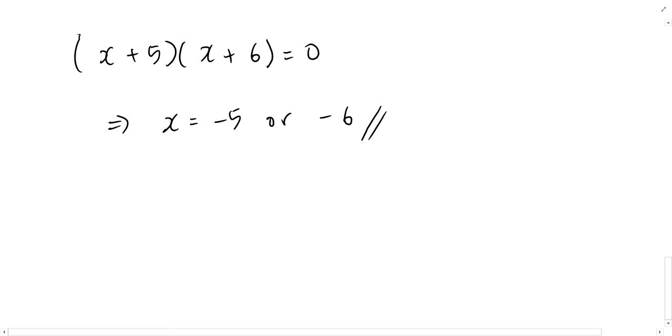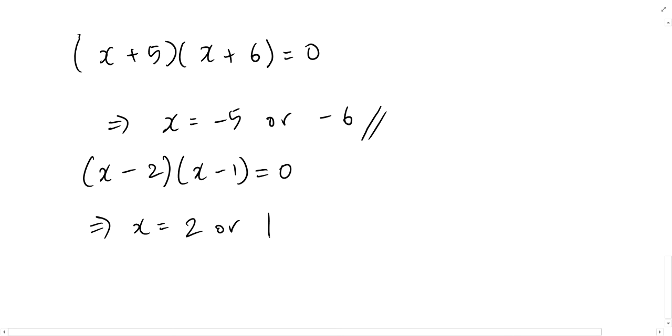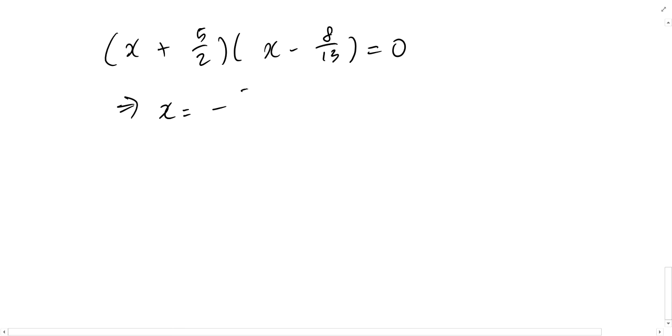Tell me the answer for this. X plus 5, x plus 6 equals to 0. Therefore, x equals to? Or? Simple. Okay, next one. Let's try some negative number. Minus 2, x minus 1 equals to 0. Therefore, x equals to? Or 1. Let's try some fractions. X plus 5 over 2, x minus 8 over 13 equals to 0. Therefore, x equals to? Or?